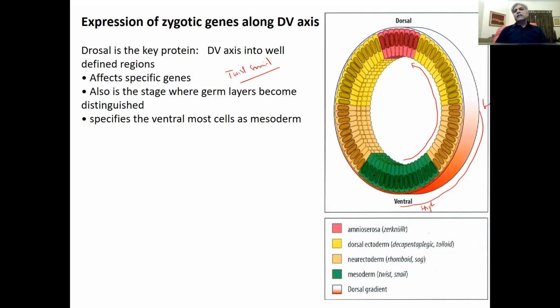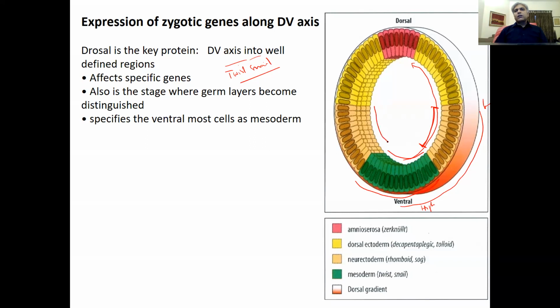And twist and snail, they are also DNA binding proteins. They then suppress genes which are actually active in this region, which is called neuroectoderm. So movement of dorsal within the nuclei, the highest concentration of dorsal, this leads to mesoderm formation. So these green ones are mesodermal cells.